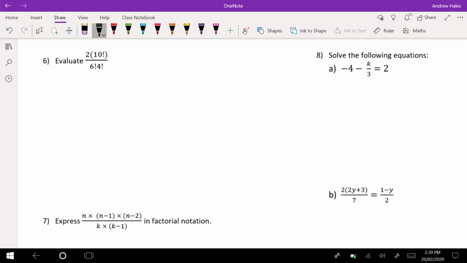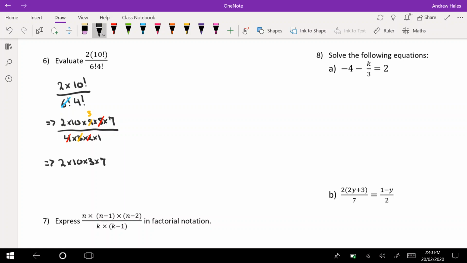Evaluate this in factorial notation. Well, 2 times 10 factorial over 6 factorial, 4 factorial. I'm going to knock off the 6 straight away. That's going to get me to 2 times 10 times 9 times 8 times 7. Now on the bottom, I'm going to write out 4 factorial, because now I can cancel out a lot more of my factors. Okay? 4 times 2 is equal to 8. Get rid of that. 3 is 3 times 9. So my final answer is going to be the product of 2, 10, 3, and 7.